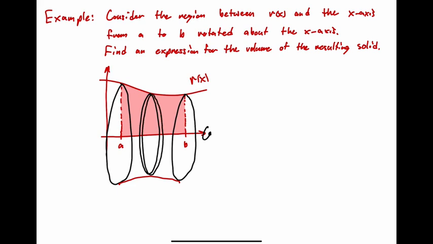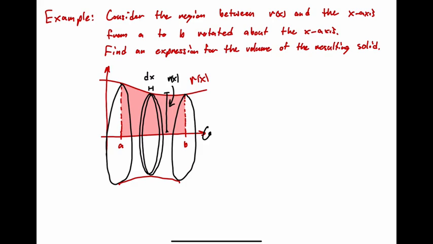And this is at some distance x from the origin, so we'll say that the height of this slice here is the value of the function r of x. So this height we can think of as a radius. It's the value of the function r of x. And the width is some small change in x. So we will call this dx.